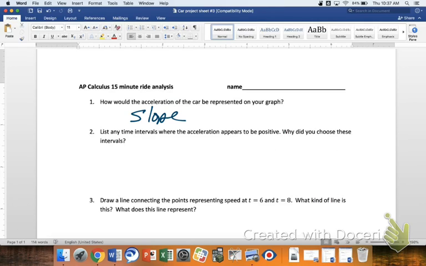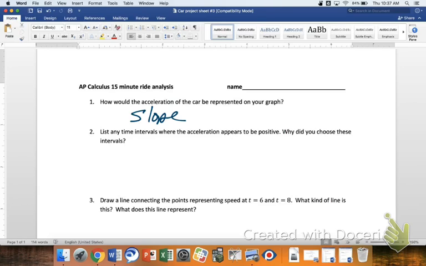So another way to think about this is if you've got a velocity graph, which this is a velocity or a speed graph because you just went forward, right? So we're considering speed instead of velocity. But the rate of change of velocity, the rate of change of speed, is acceleration. So, slope. Number 2, list any time intervals where your acceleration appears to be positive.